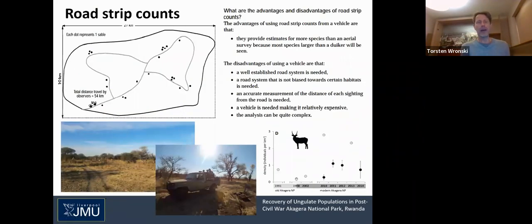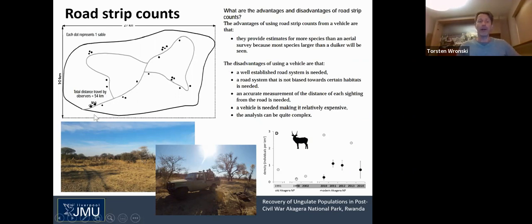Another commonly used method of counting wildlife species are the road strip counts. Hereby, a vehicle or a pedestrian follows roads which are pre-established, either within the park or the protected area. This is usually done because many animals can be included, also the smaller species. If you drive at a slow speed, you will see a lot of animals from the car, whether large ones like elephants or small ones like dik-diks. But there are several disadvantages connected to this method.